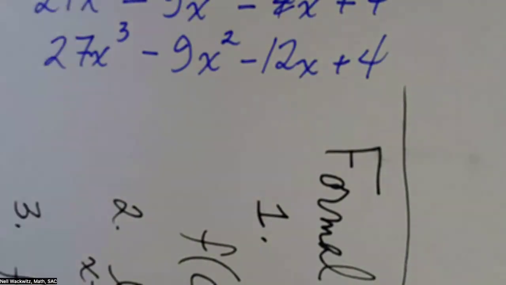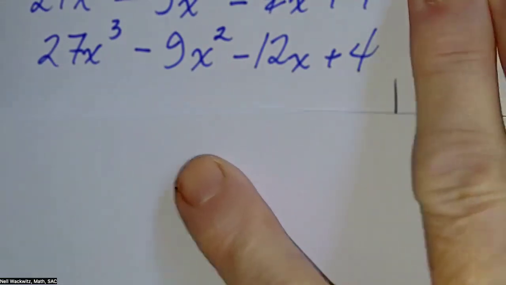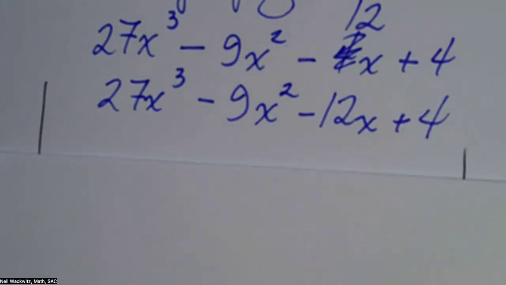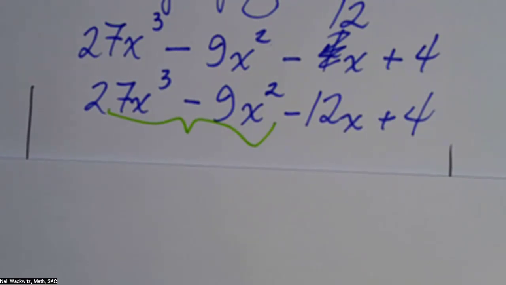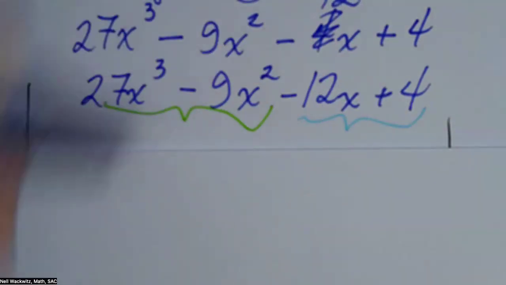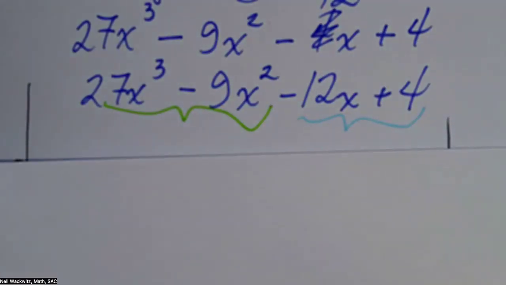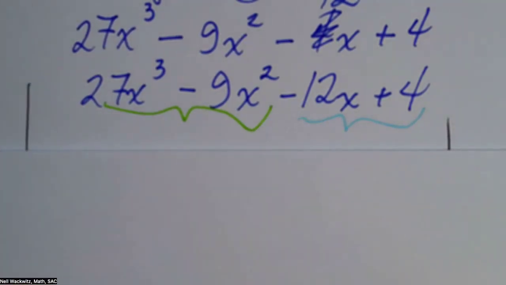And we're going to factor by grouping. So I want to put grouping symbols around the first 2 terms and around the last 2 terms. And what do I have to pay attention to? Which grouping do I have to be careful with? The negative sign in front of 12x. That's right.